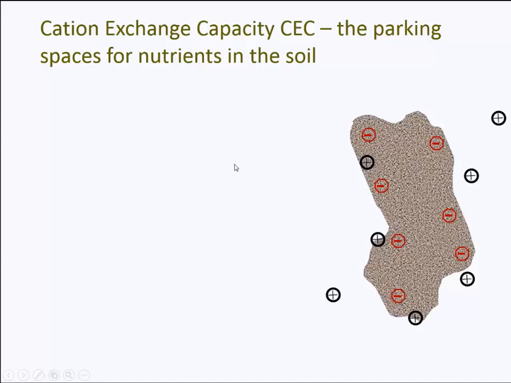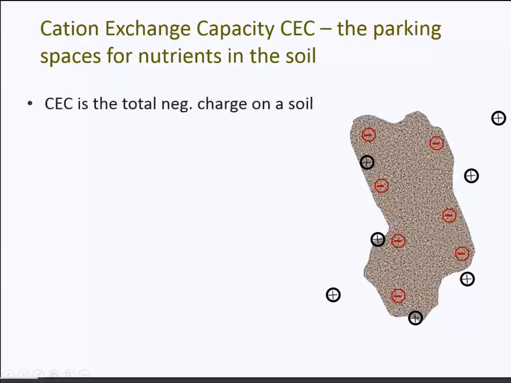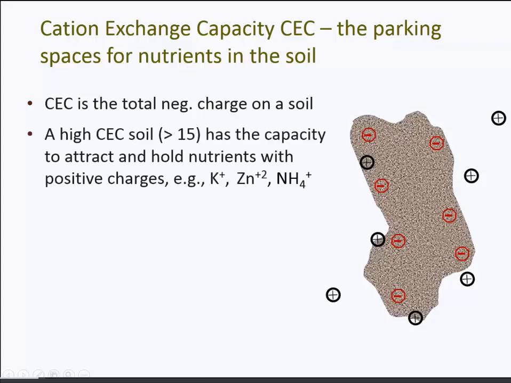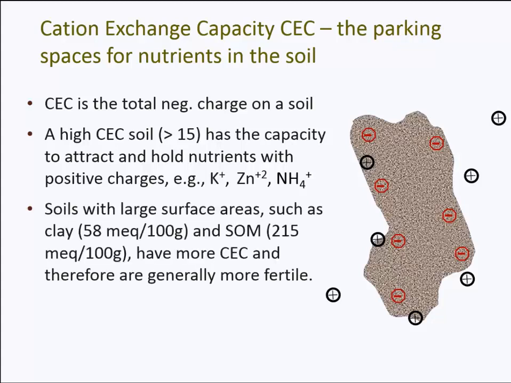And that's why we consider a soil with high cation exchange capacity to be a relatively healthy soil. So CEC is the total negative charge on the soil. A high CEC soil, somewhere around 15, has the capacity to hold nutrients with positive charges. Soils with large surface areas, such as clay and soil organic matter, have much more cation exchange capacity than, say, sands or silts or low soil organic matter soils.